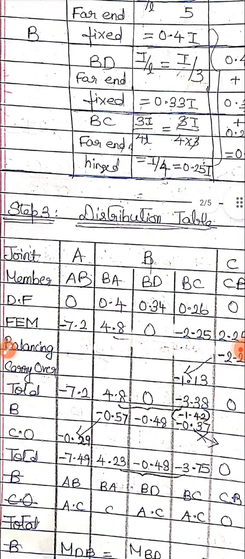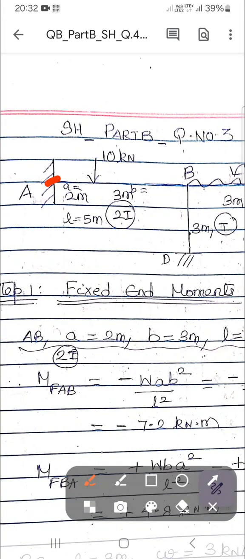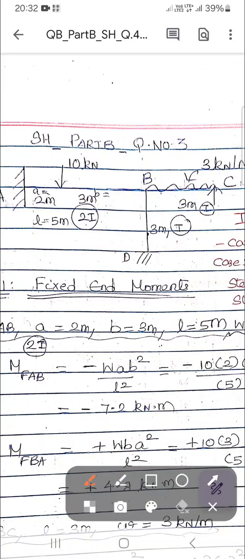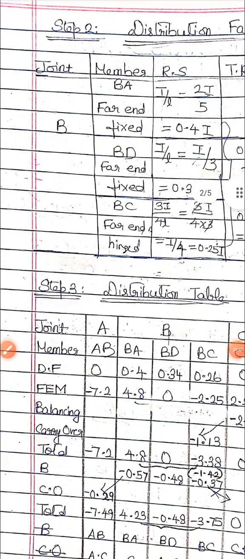Now coming to distribution table, you have to take only A, B, C joints. As I told you in class problem, no need to take D, because M of DB equal to M of BD by 2. So only take it as beam. So beam portion will be like A, B, C. No need to take D. Okay, this applies for all the portal frames.